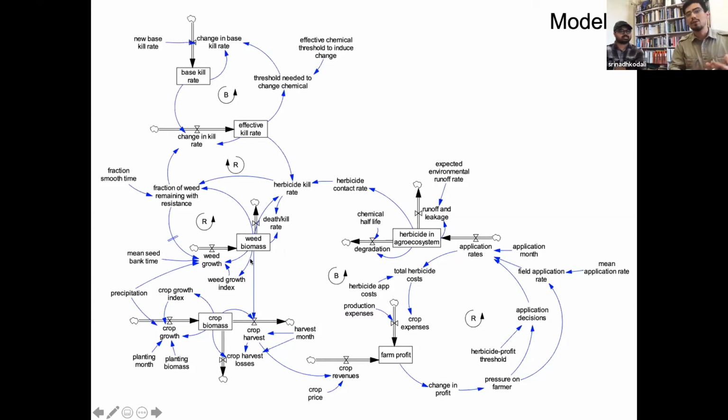Now, the balancing loop that we have up here is, as Shri was talking about, the farmer's decision to switch chemicals. As soon as the farmer notices that there is a low effective kill rate on his field, he is going to induce a change on his field, and he's going to switch his chemistry. He's going to switch the herbicide that he is using.